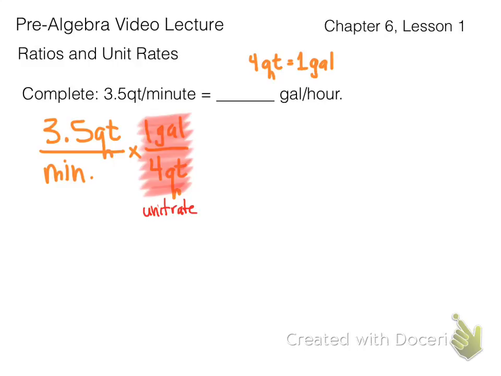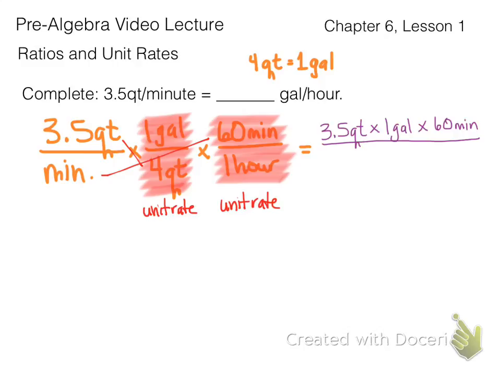And again, this is in unit rate. And again, I put the quarts diagonal from each other so that they will cancel out. See, they're diagonal from each other. And I'm also putting the minutes diagonal from each other so that they will cancel out as well. And there's, again, 60 minutes in an hour. I hope you all know that. All right, unit rate. And now just think of it as multiplying big, giant fractions.